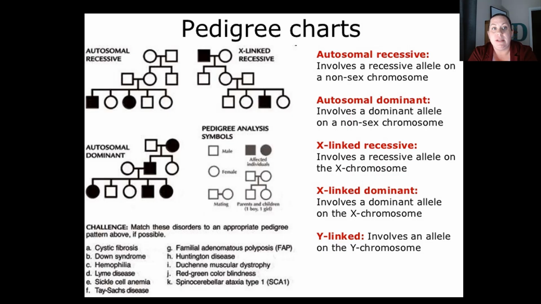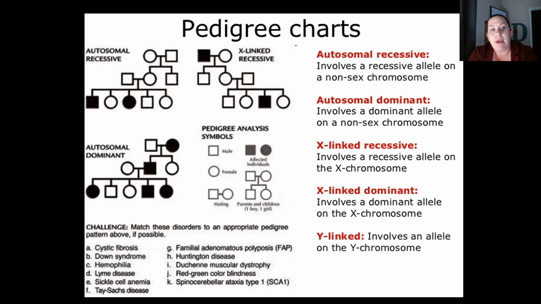So a circle represents a female and a square represents a male. When a line is between a circle and a square, this means that they are mating. It doesn't necessarily mean they're married, but they're mating. If they have a line coming down with other circles or squares coming off of that, that means they have children. And if the circle or square is colored in, this means they are affected with whatever disorder we're looking at.